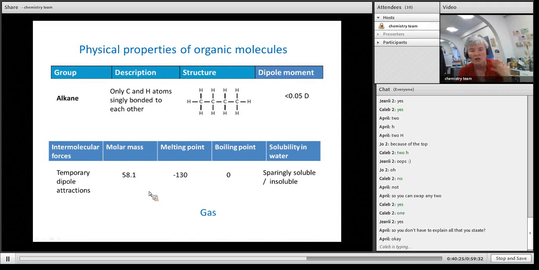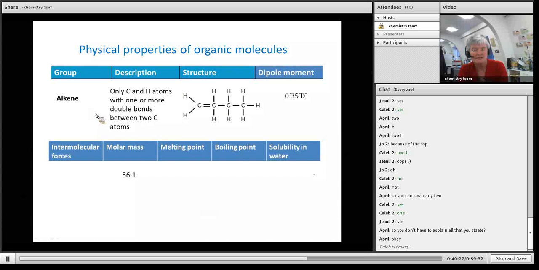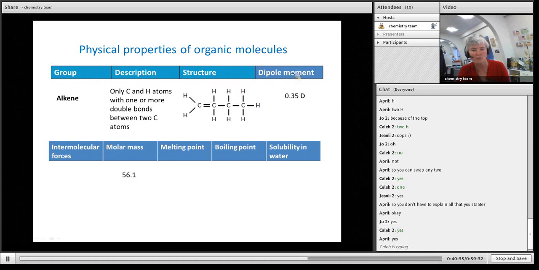Alkenes, would this also be a gas? Just based on what you know with the alkanes, it's a similar molar mass. It hasn't got a very big dipole moment. It'll be very close. Yep, it's also a gas. Okay, and also going to be insoluble. Oh, and I have made a mistake in my structure. What is my mistake?